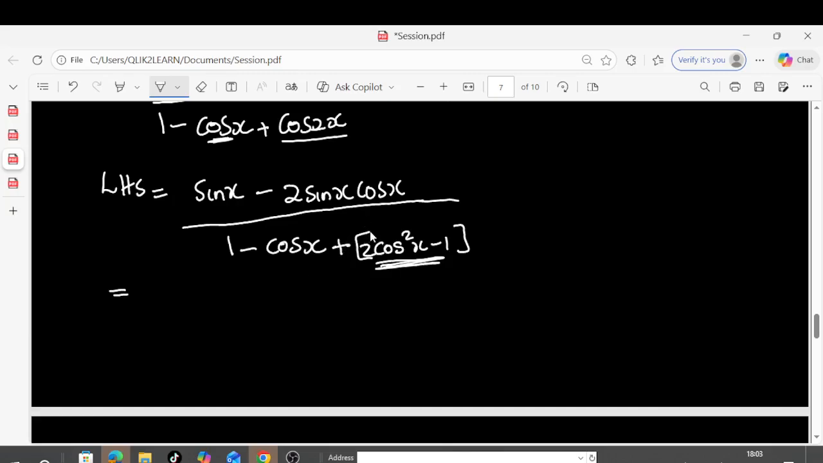The reason I have this inside the brackets is because in case this was negative, we will have to multiply out the negative.